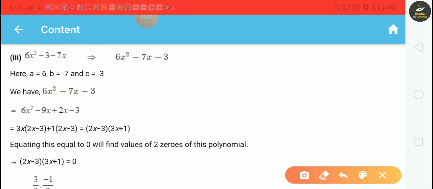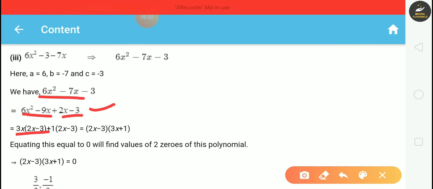Equation 3: 6x square minus 3 minus 7x. A is equal to 6, B is equal to minus 7 and C is equal to minus 3. Using splitting method, we can write 6x square minus 9x plus 2x minus 3. From the first two terms, we can take 3x common, so we will get 3x into (2x minus 3). And from the last two terms, we can take 1 common, so we will get 1 into (2x minus 3). Then we can write (2x minus 3) into (3x plus 1) in separate brackets.